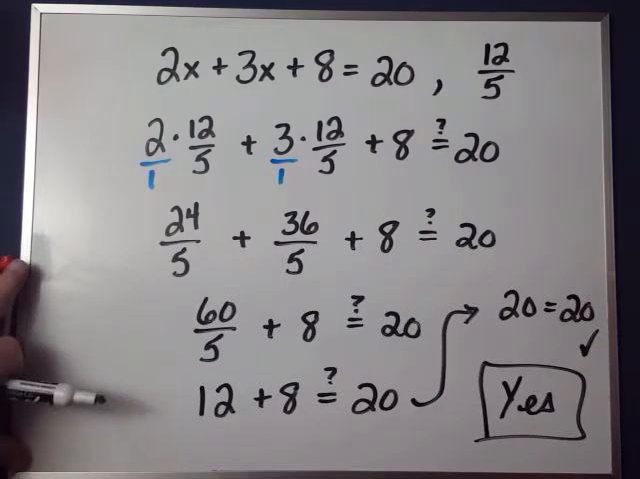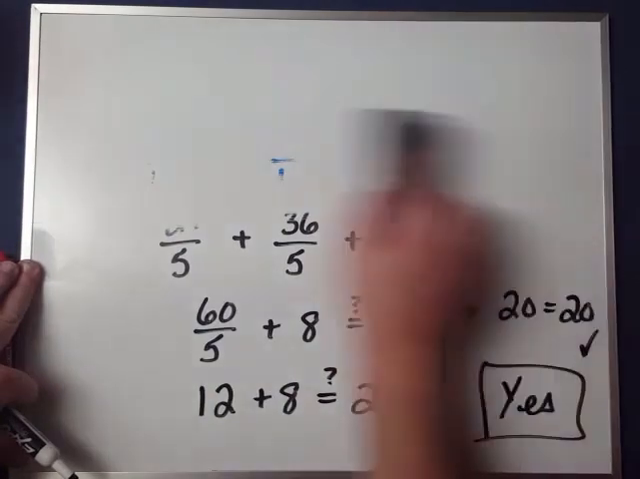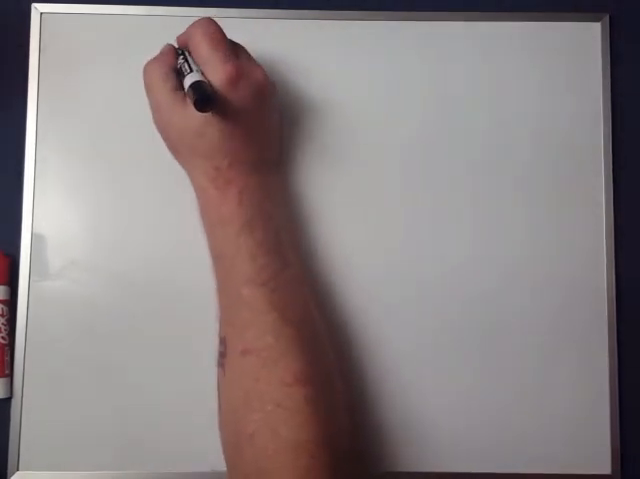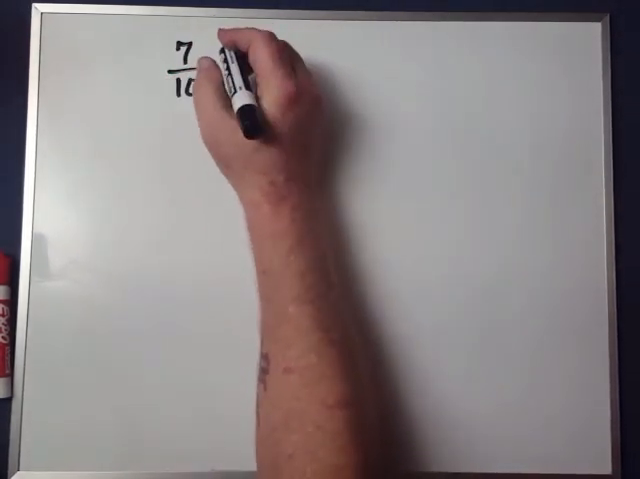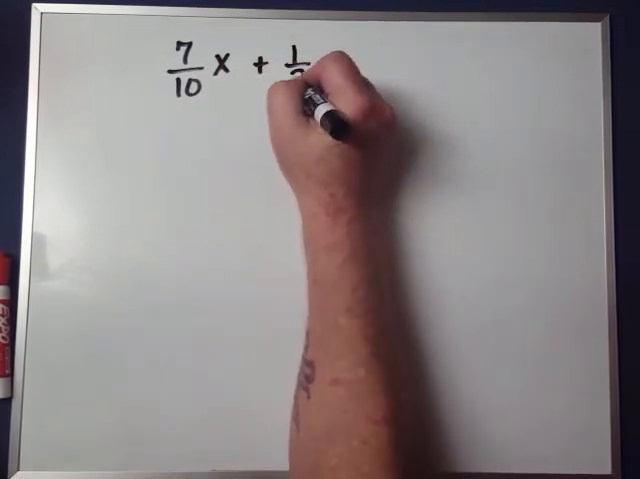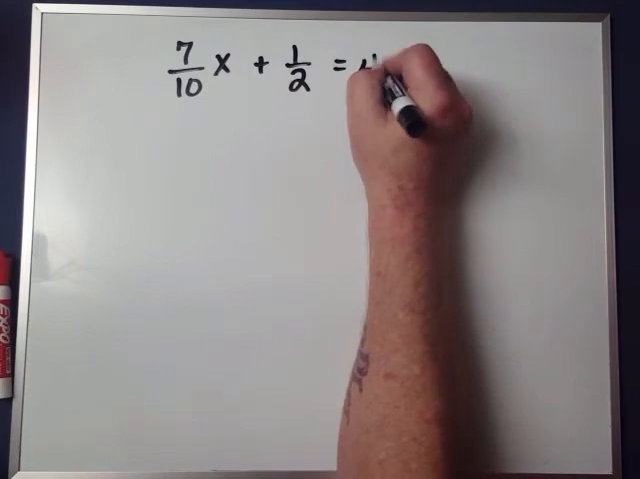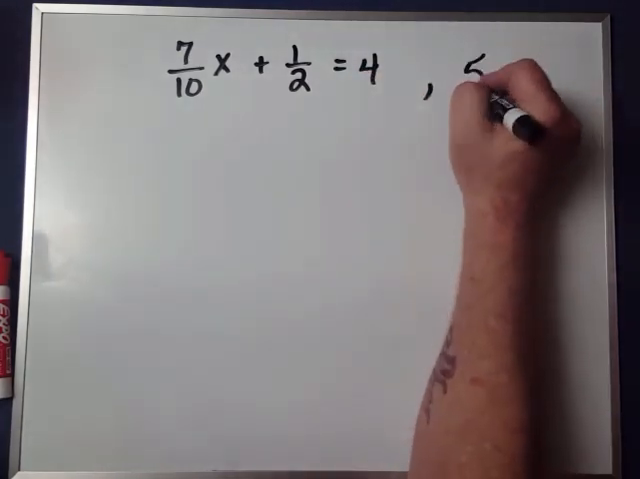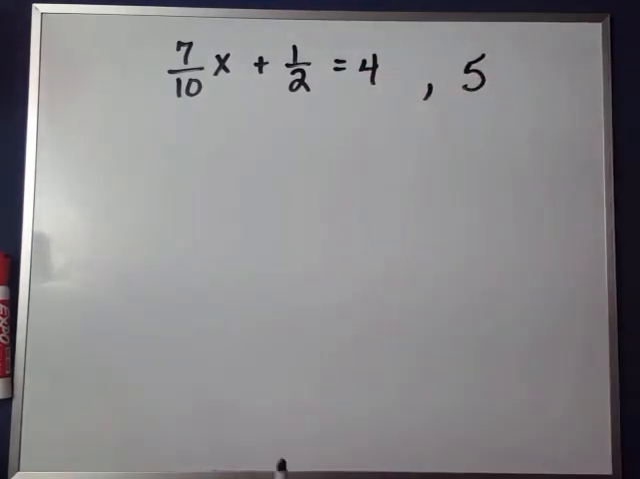Number 62. Here's another one I want you to try on your own first, and then we'll compare answers. Number 62, 7/10 x plus 1/2 equals 4. Is 5 a solution to this equation? So go ahead and pause the video now. You work that out and see what you get. We'll compare answers when you're done.